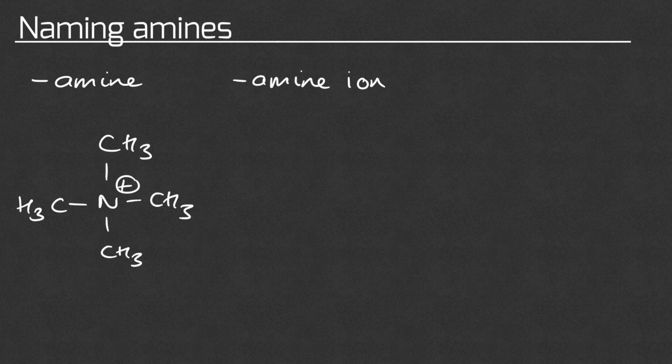This molecule has 4 groups attached, but we would go about the process in the same way. So we would identify the 4 groups, each with 1 carbon in. Therefore, the name would start off with tetra for 4-methyl, and end in amine ion because this is our quaternary salt. So the name would be tetramethyl amine ion.